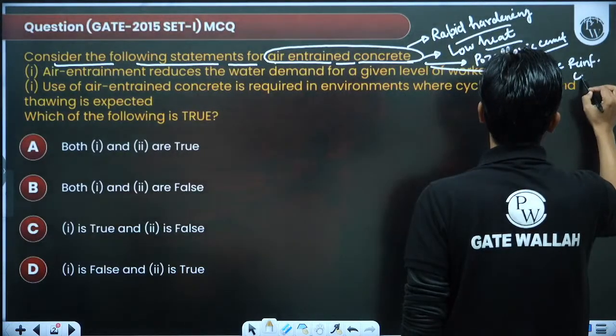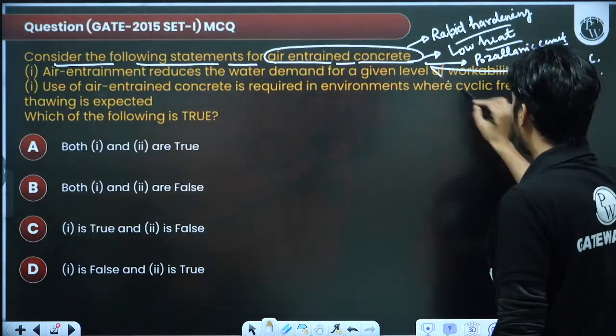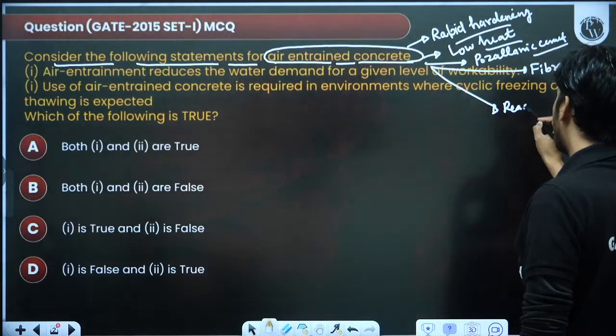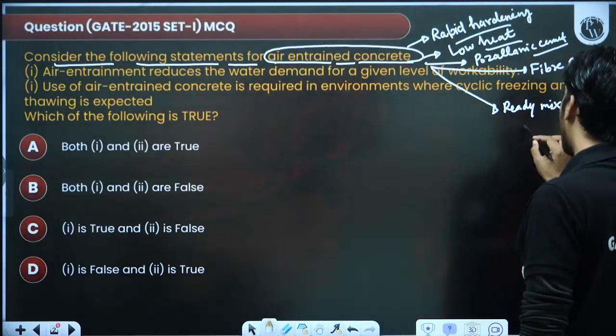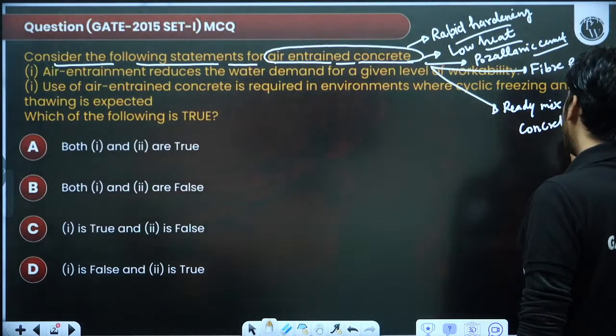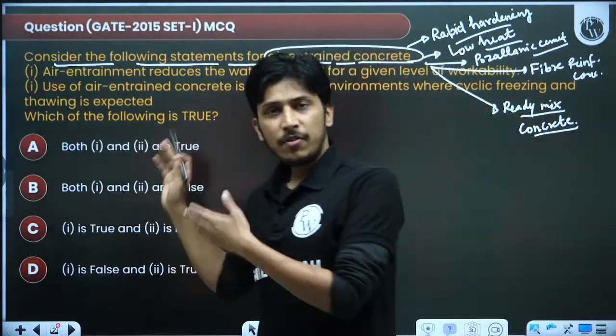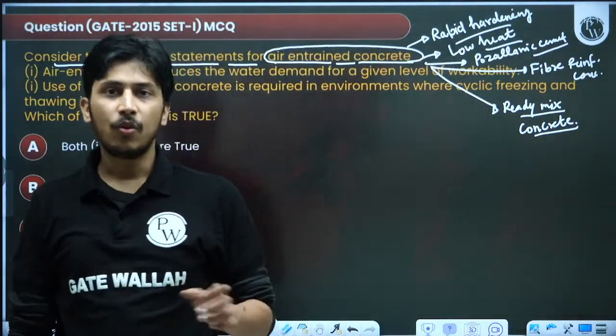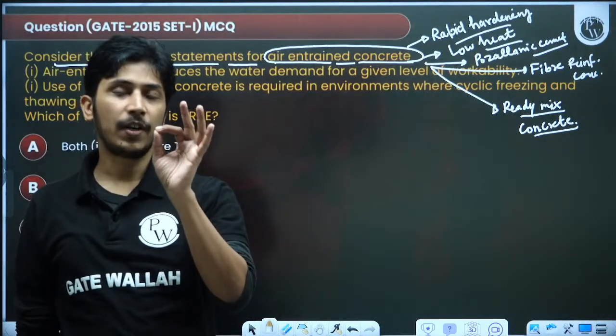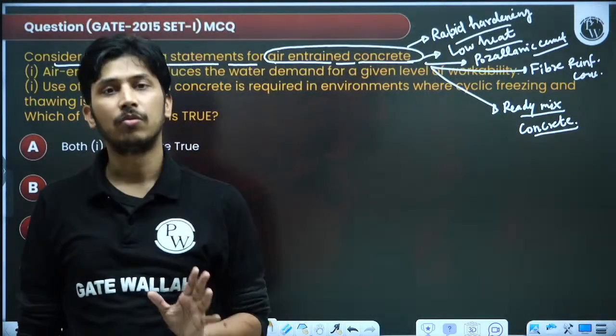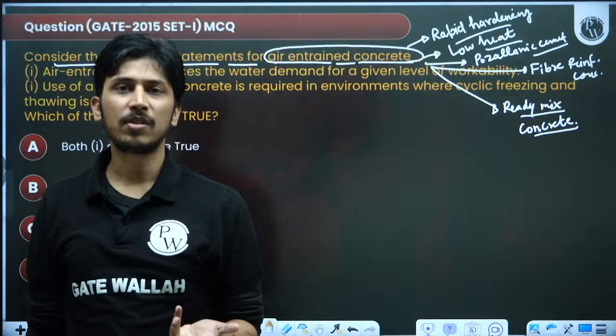Fiber reinforced concrete, they may ask you. They may ask you RMC, ready mix concrete. Are you getting my point? So this is called the analysis of the question. If you have only solved this question and given the answer, your probability of clearing the GATE is almost zero, 0.1%, 0.2%, nearly zero.